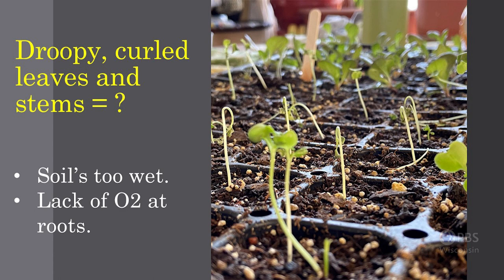In order for the roots to provide moisture to the top of the plant, they have to breathe like we do. Oxygen goes in, keeps your heart pumping, pumps blood to the rest of your body. The oxygen to the roots does basically the same thing. That's a really simplistic explanation, but that's how it works. So if the soil's too wet or it's lacking oxygen, you'll get drooping. You'll get that kind of a look.